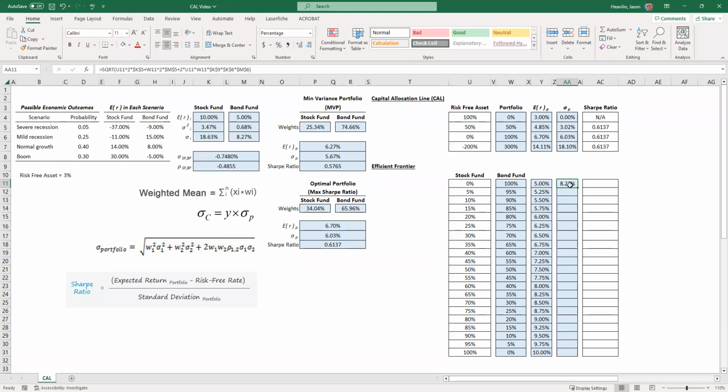Now it makes sense as 8.27% because 100% is the bond fund. However, as we shift capital between funds, our standard deviation starts taking advantage of diversification. Now notice how it's dropping standard deviation, but after a certain point here starts going back up. We're going to address that in a moment.